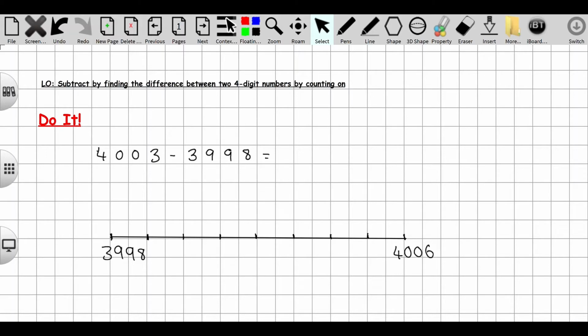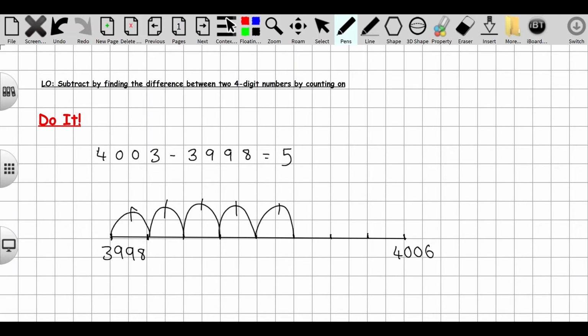So 3998, if I jump one step more, 3999, oops, I need to put my pen on, Mr. Nash. 3999, add another one, 4000, 4001, 4002, 4003, and all I need to do now is count 1, 2, 3, 4, 5. Nice and simple. Do you see how easy that was? 5. That is one method that you could use to work this out.